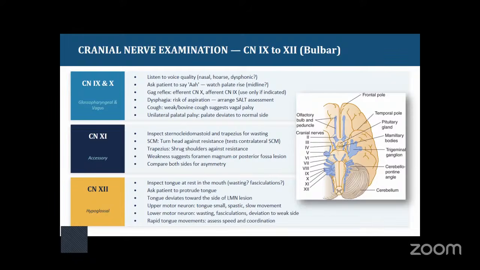Dysphagia. So from your HPI, did the patient present with a history of difficulty in swallowing or choking while swallowing? So this is something you want to look out for. For patients who are coughing, or if you can ask the patient to cough, does it sound normal?